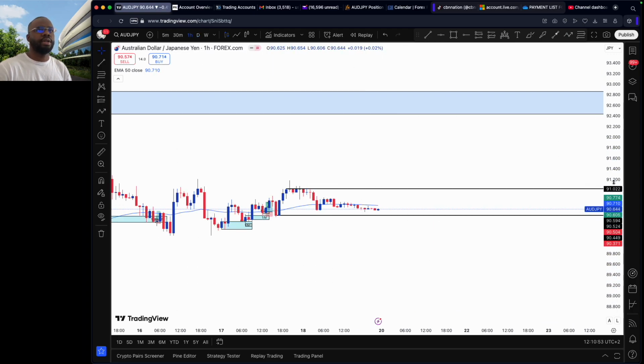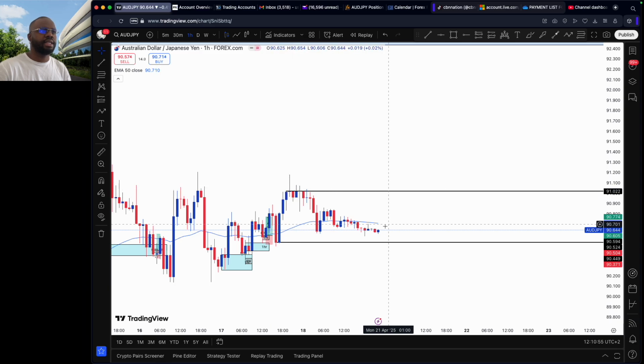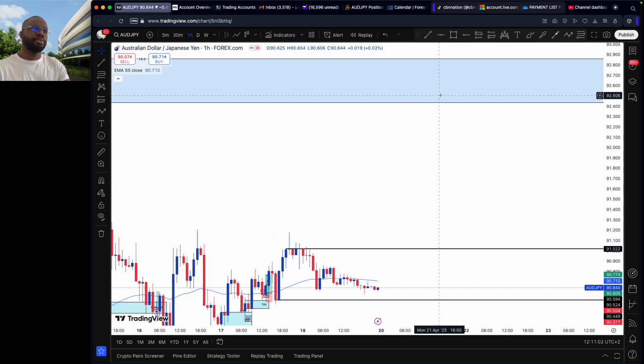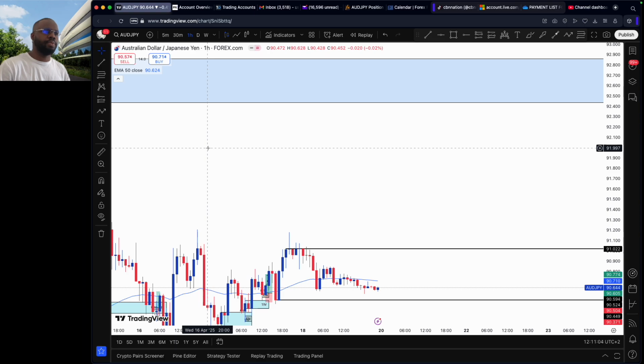I want to see the 1 hour clear this high, then maybe leave a sort of zone here where we can buy from, then we'll continue to buy until we get here. So that is for AUD JPY.